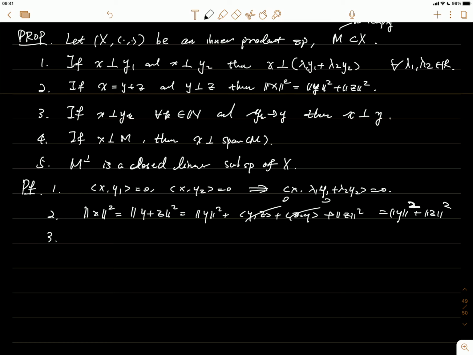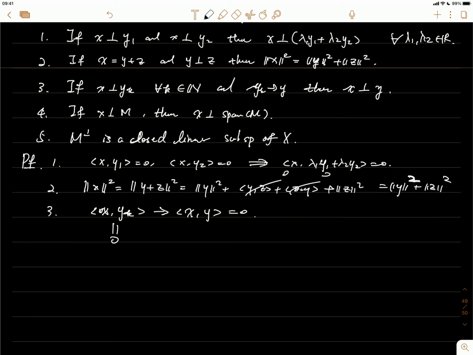Third one is by continuity of the inner product. Say we have the inner product of x and y_k. If y_k converges to y, then this should converge to the inner product of x and y. Each one of these is 0, so that just means that this is equal to 0. And that means that x and y are orthogonal. Okay, if x is perpendicular to M, then x is perpendicular to the span of M.